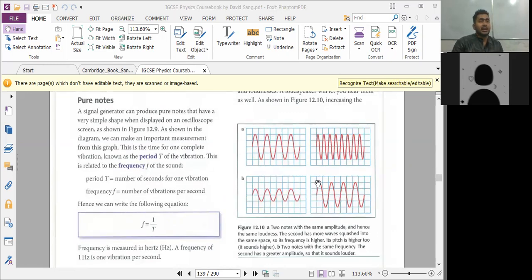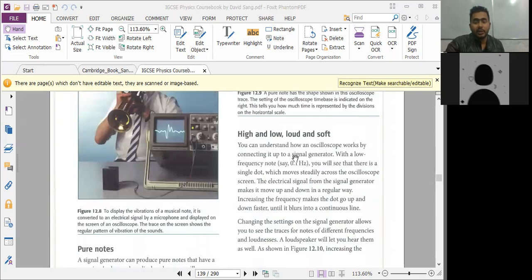And you can say hard and soft sound. Which is hard sound, which is soft sound, it will be defined by the amplitude of the signal. And A is also, they use the words high and low. So high, low, loud and soft.